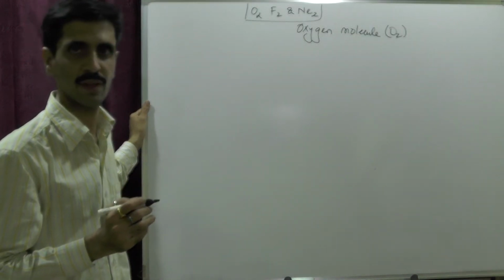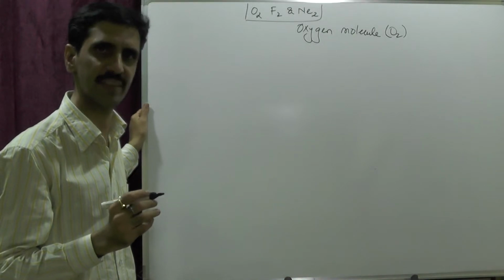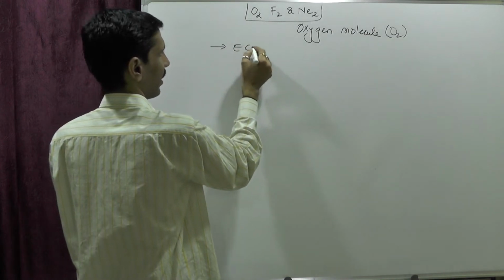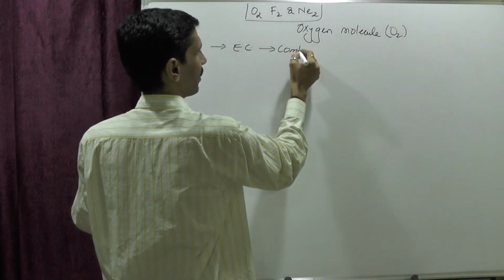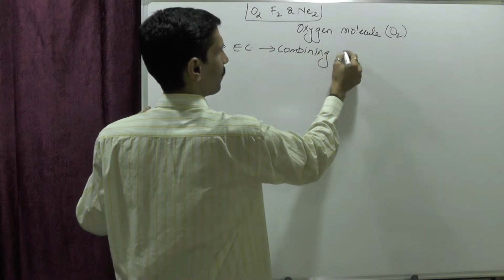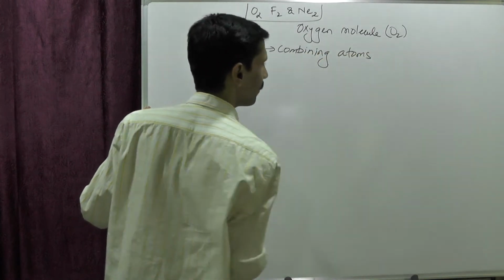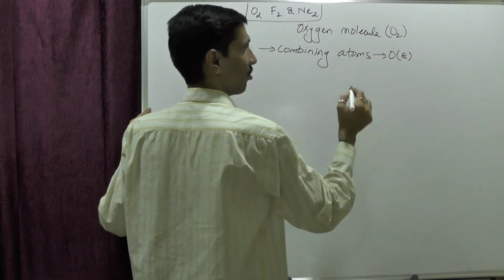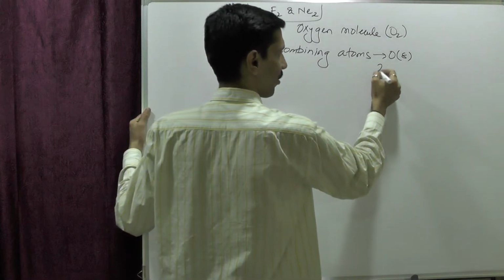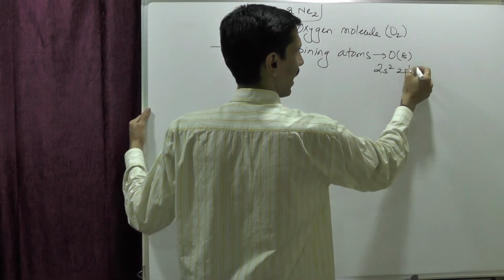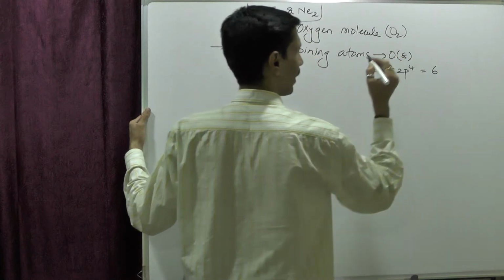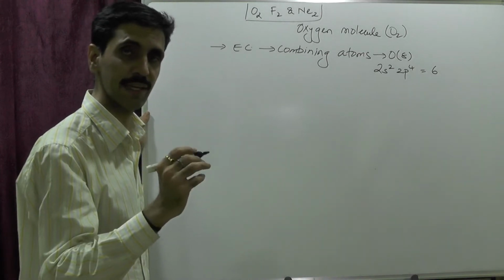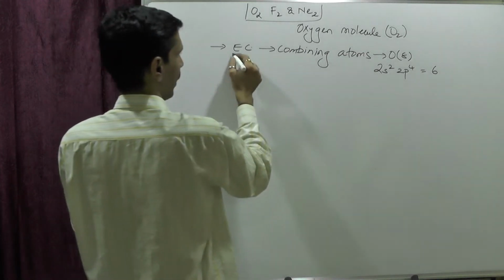Now, remember those 7 points? We start with the first point, and that is electronic configuration of the combining atoms. Here it is oxygen, atomic number is 8. So we go into its electronic valence configuration. It is 2s2 and 2p4. That means total number of electrons per oxygen is 6. So for 2 oxygen there will be 12 electrons. So that is point number 1.